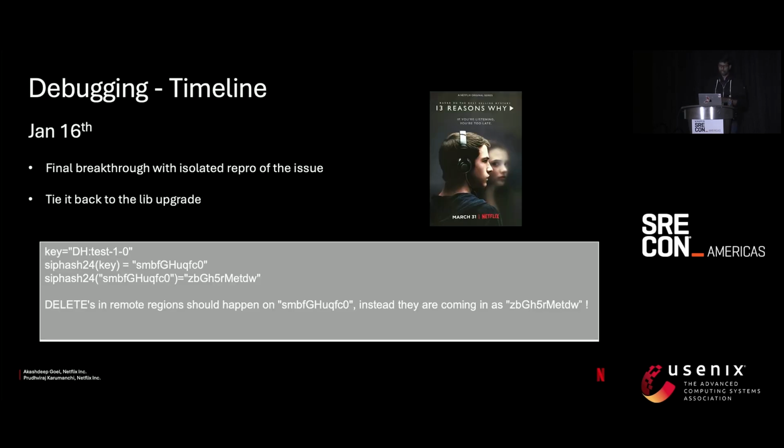To simplify the issue, we were sending the key dh:\test-1-0 in region A, and you could see there are multiple stacks involved. There was the application writing to Kafka. From Kafka, there is a Kafka reader, and there is also a writer in the remote region. So it is possible that the key could get mutated at multiple layers.